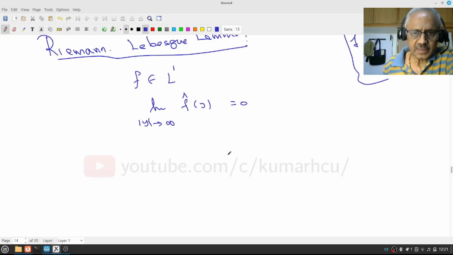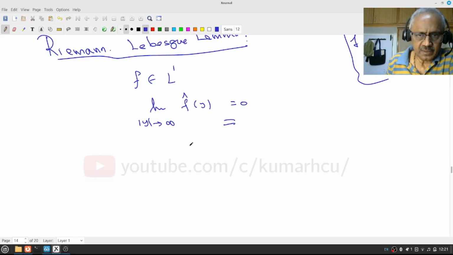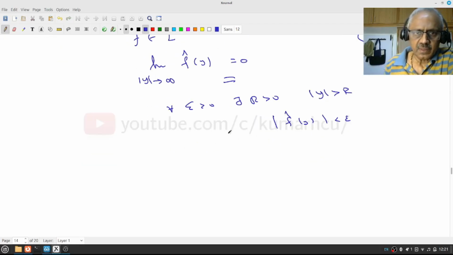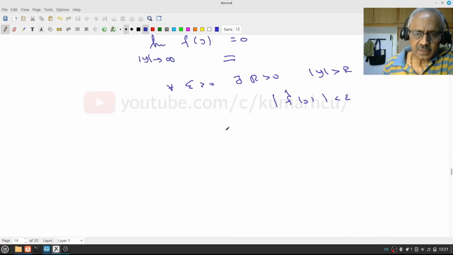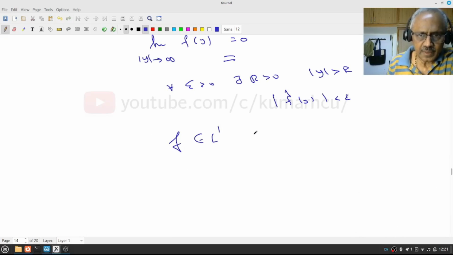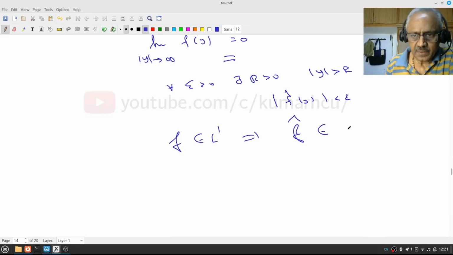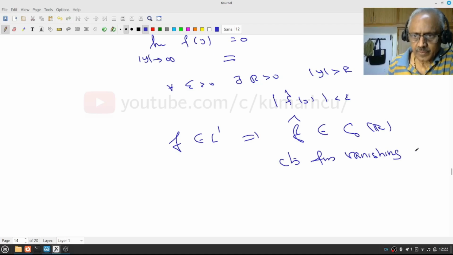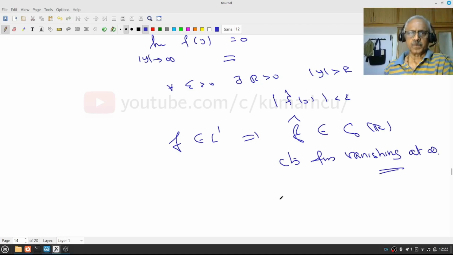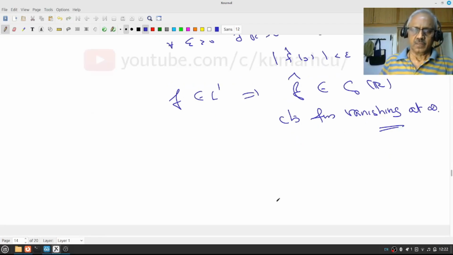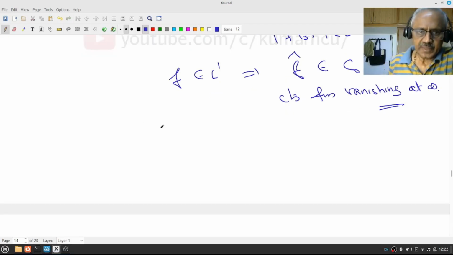Right? What does this definition mean? This means given epsilon, there is an r positive so that whenever mod y is greater than r, the modulus of f hat of y is less than epsilon, right? Since we already know it's a continuous function, if f is in L1, then f hat is in C0(R), that is, continuous functions vanishing at infinity. So we need to prove that.